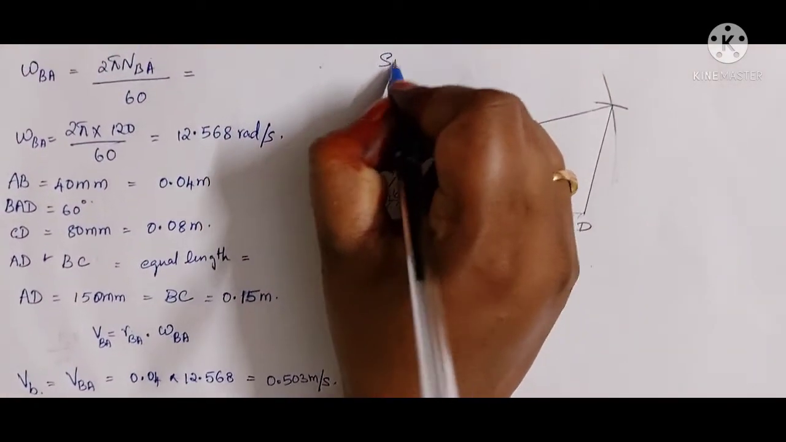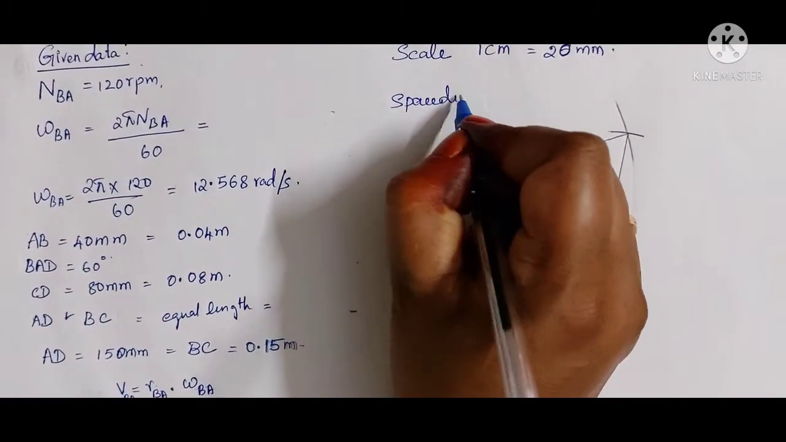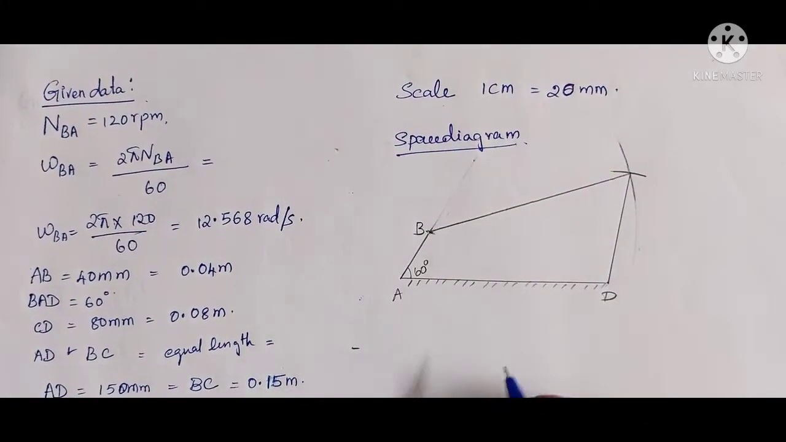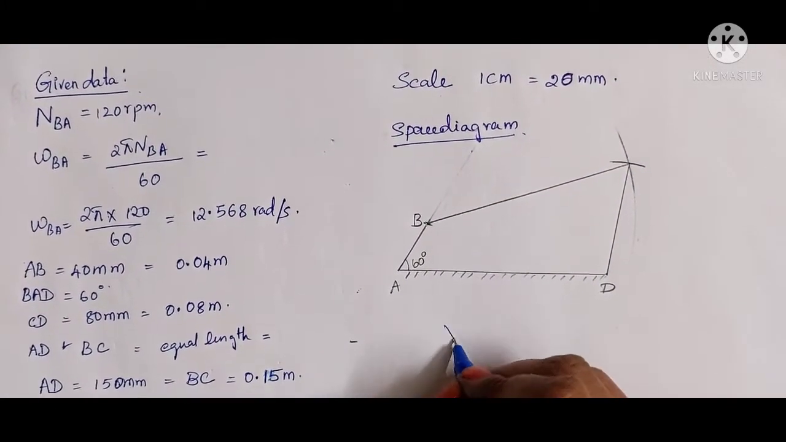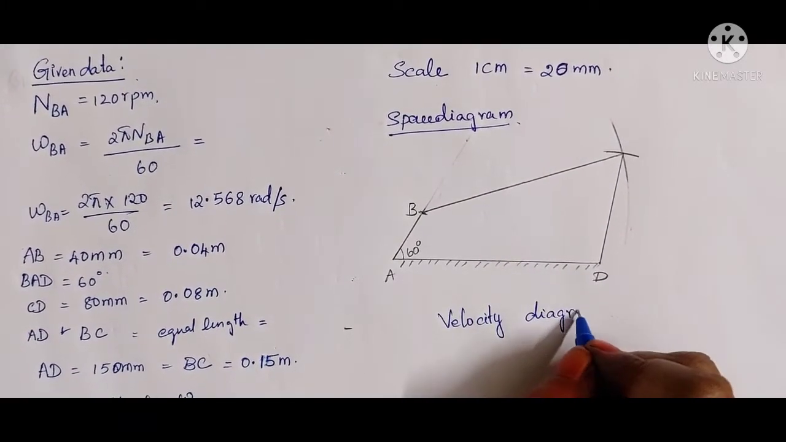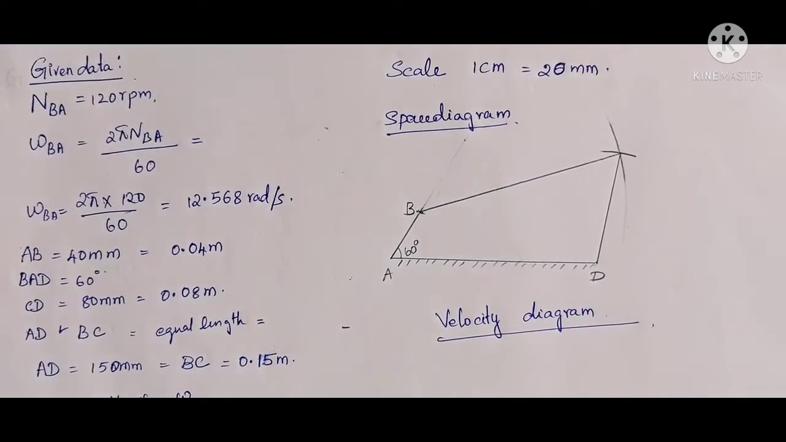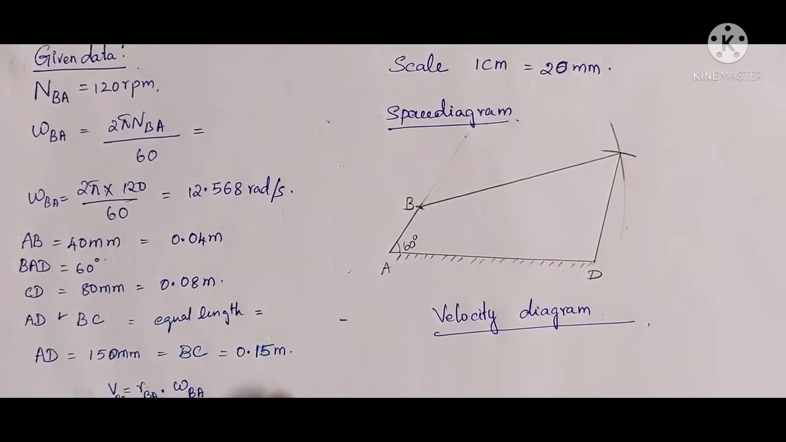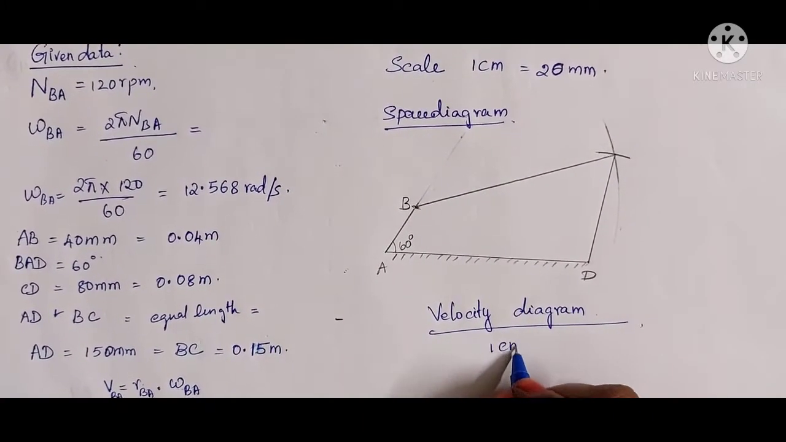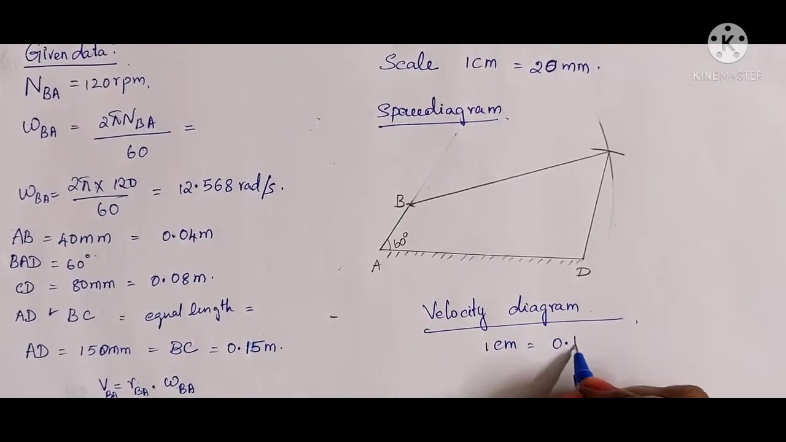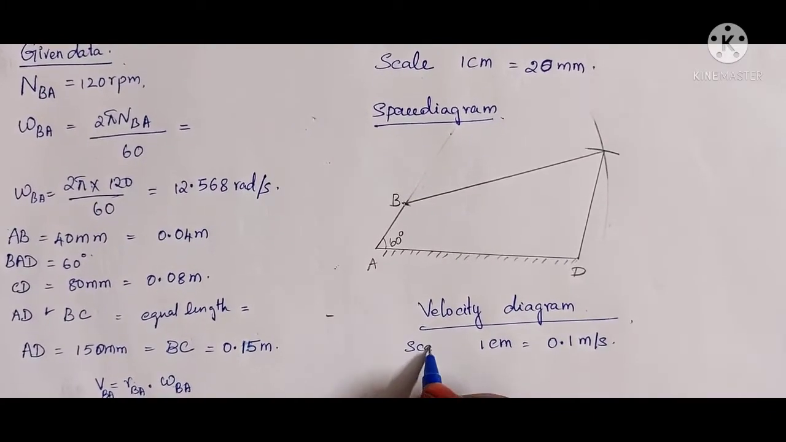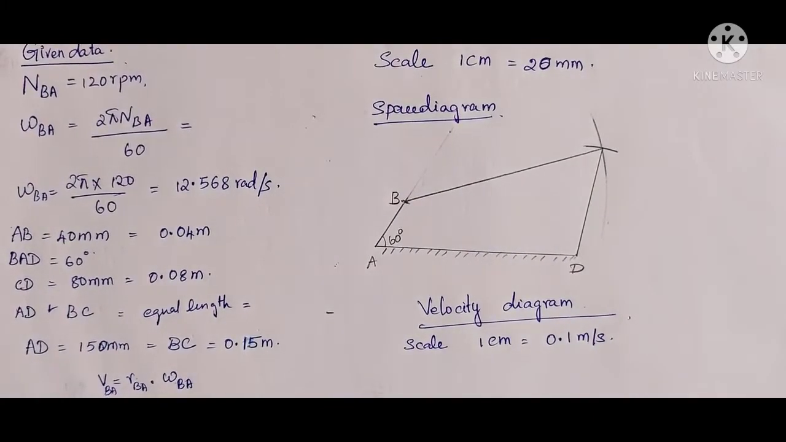So this is the required space diagram. From the space diagram we take the reference to draw the velocity diagram. While drawing the velocity diagram, we need to fix a scale again, based on the velocity obtained for VB. I am taking 1 centimeter equal to 0.1 meter per second as the scale. Using this we start the velocity diagram.